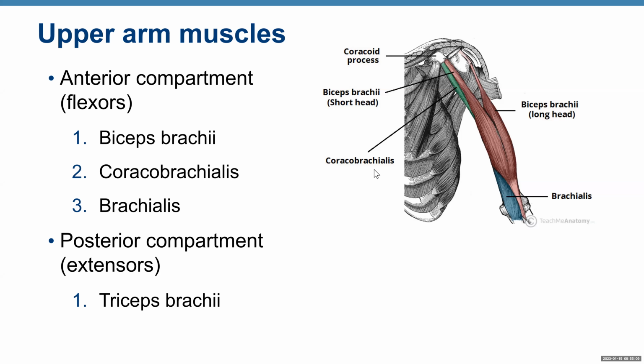Upper arm muscles, anterior compartment. We have flexors in the anterior compartment: biceps brachii, coracobrachialis, this green one, and brachialis. And in the posterior compartment, extensors of arm are triceps brachii.